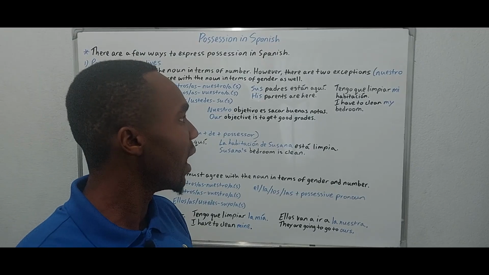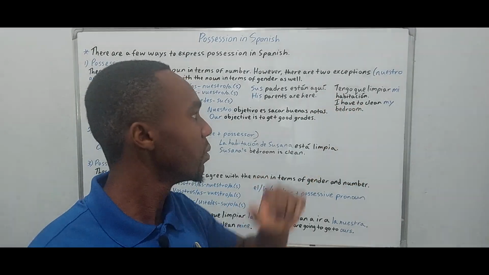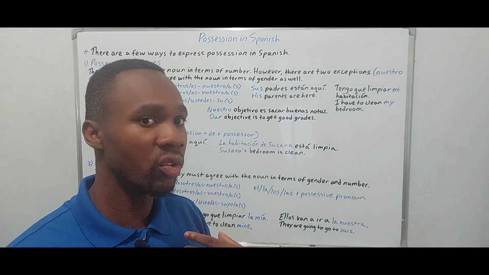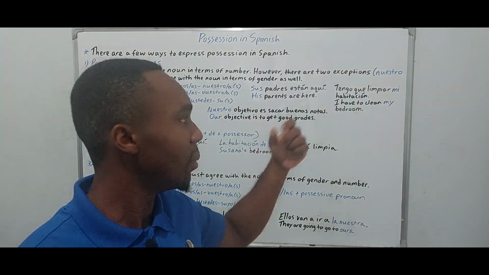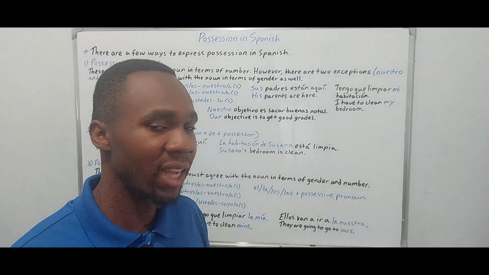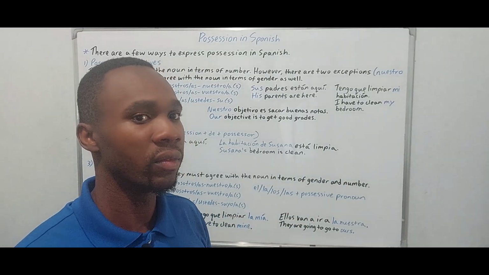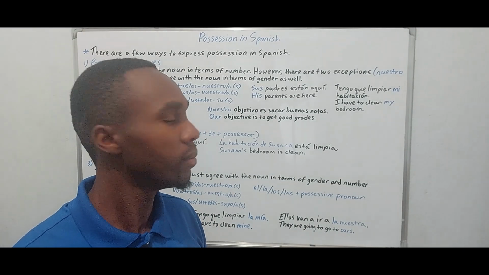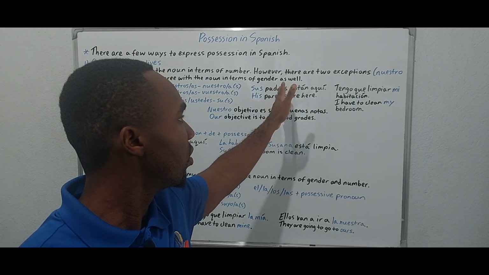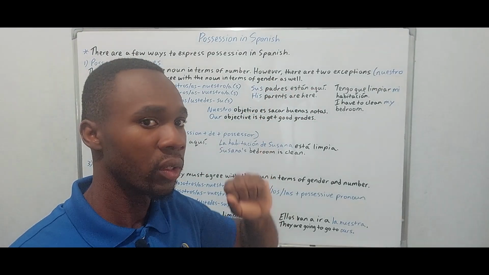Tengo que limpiar mi habitación. I have to clean my bedroom. So in this case, mi, because we are talking about the first person singular as the owner, yo, and habitación is a singular noun, and gender is not a factor when it comes to this possessive adjective, so it just becomes mi habitación. Yeah? And as you see with the first example, because gender is not a factor, we only have to worry about number, it becomes sus, right?